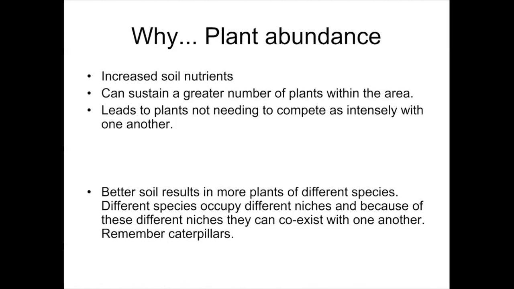So why is plant abundance greater in Stage 4 than in Stage 3? The main reason is we're talking about the soil. Stage 4 has a better soil quality than the Stage 3 environments. Because of this increased soil nutrients, this means that the forest can sustain a greater number of plants within that area. This also leads to plants not needing to compete as intensely with one another for those nutrients.